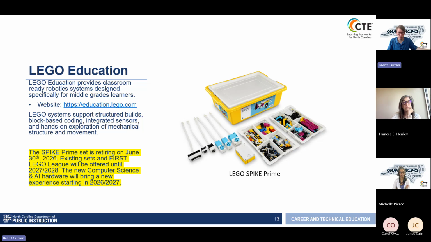The Spike Prime set is set to retire this June. So they may go on sale. Not saying you should or should not go buy those. Lego has come out with another system, but their new system was just released, and they've also announced that they're ending their partnership with First Robotics. So next school year will be the last year of the first Lego Robotics competition. So if you have Spike, I would hold on to those.